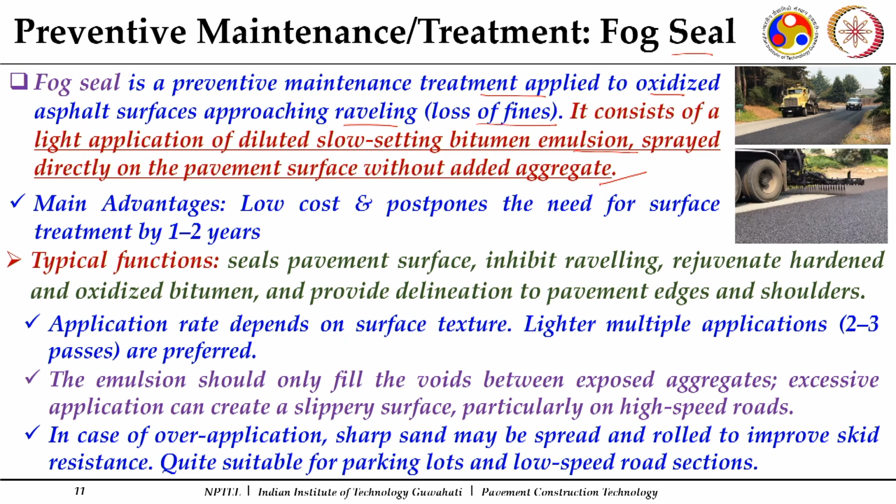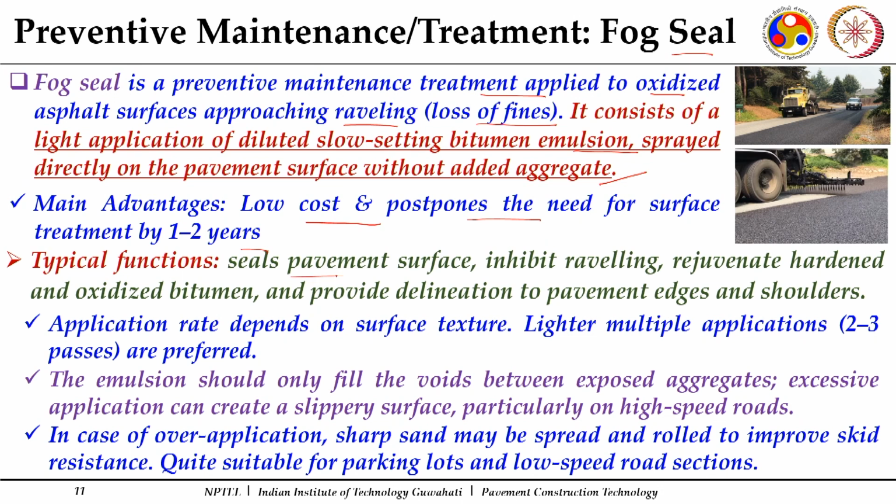So, it will address the challenges specifically related to lack of binder and hungry surfaces, fine cracks, or some initiation of loss of fine aggregates, that is, raveling happening. Those kinds of challenges can be addressed with the application of fog seal. Main advantages: it is low cost and postpones the need for surface treatments by at least 1 to 2 years. So, this is how it saves money. It delays the requirement of any periodic treatment.